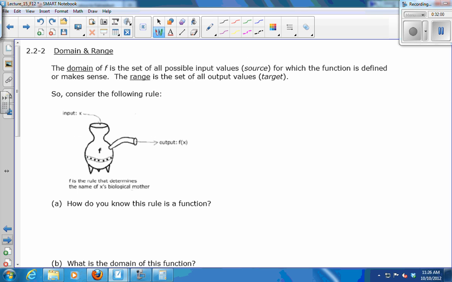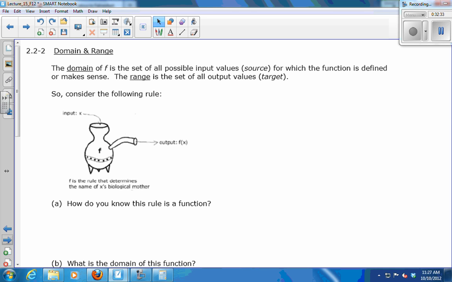Okay, so one last important topic for functions is domain and range. So the domain of a function f is the set of all possible input values for which the function is defined or makes sense. And the range is the set of all the possible output values. So I think of this, the domain is the set of all things that won't jam the machine.